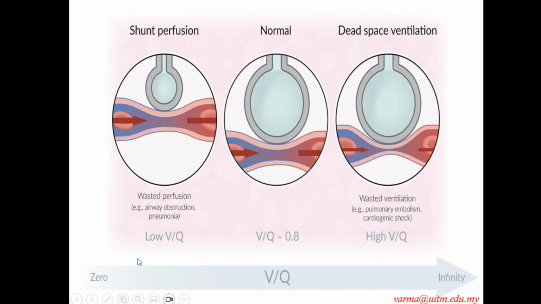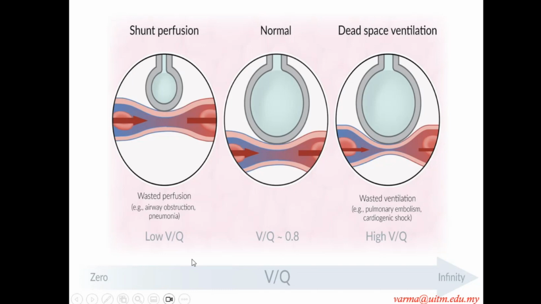When there is an increase in ventilation and reduction in perfusion, higher ventilation and low perfusion, your VQ will be high. Where there is reduced ventilation and increased perfusion, your VQ will be low. So it is the other way around, V over Q. When V is high, your VQ will be high. When your Q is higher, your VQ will be lower. So this is how we go.